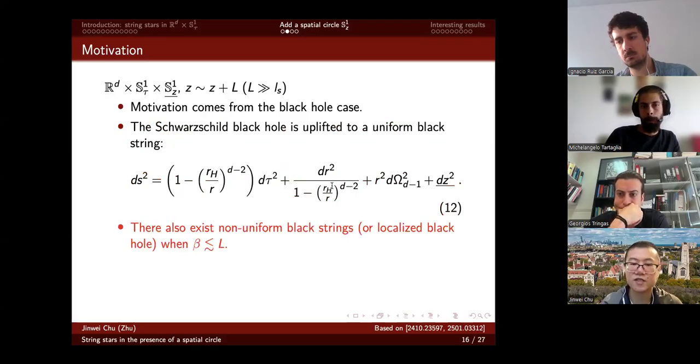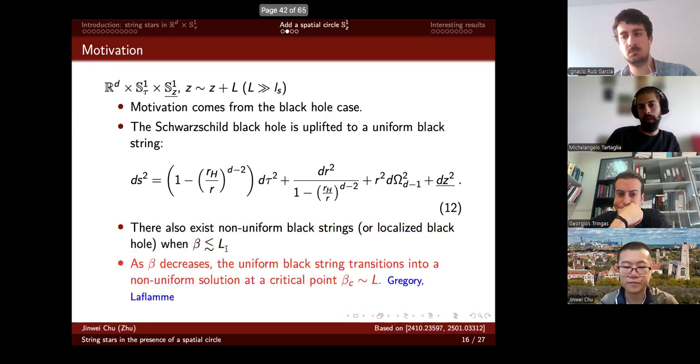However, there also exists black string solution which is non-uniform along Z circle, or even black hole localized within the Z circle. They exist in the range for beta smaller than some value, which is of the same scale as L.